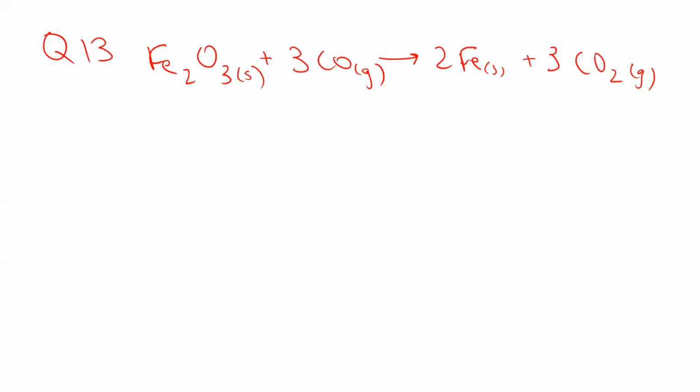So question 13 from the practice exam, we've got iron(III) oxide reacts with carbon monoxide to produce iron and carbon dioxide. They're asking us, this is a redox reaction, to identify the oxidized and reduced species in this reaction, as well as the oxidizing agent and the reducing agent. So anytime we have a pure elemental solid, the oxidation state is 0.